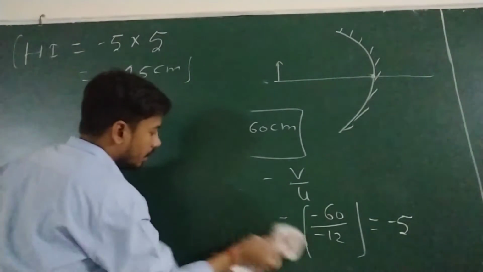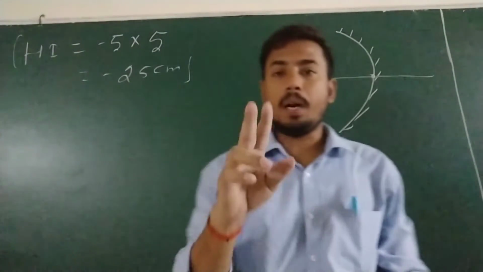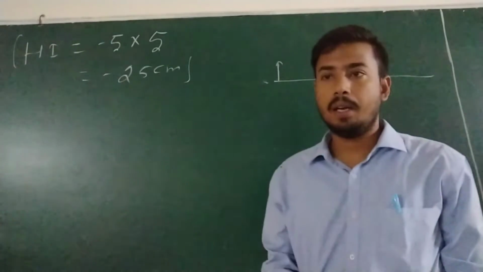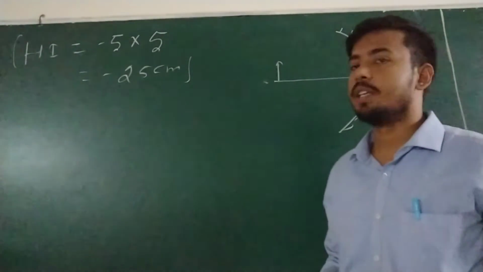Okay, can I read, sir? Thank you. Now see, the answers of two parts we have got here. First, V, that is minus 60. Second, height of image, this is minus 25.